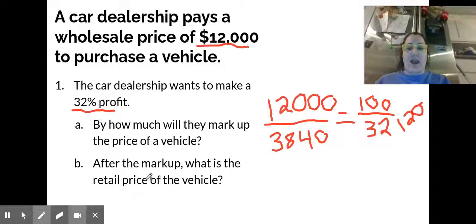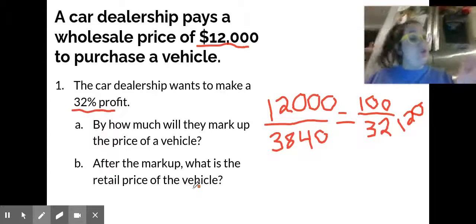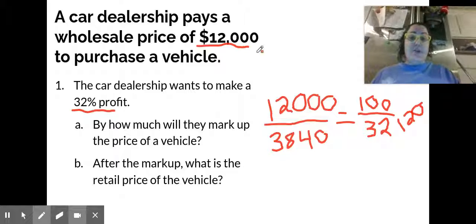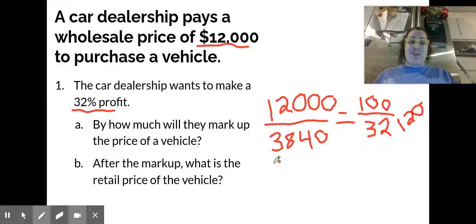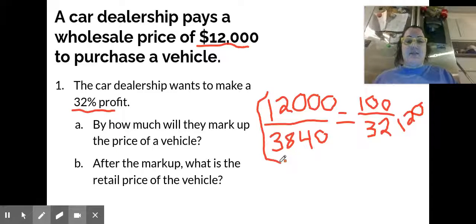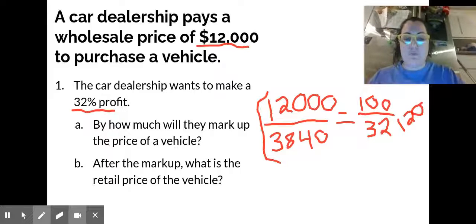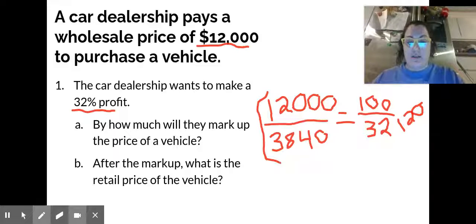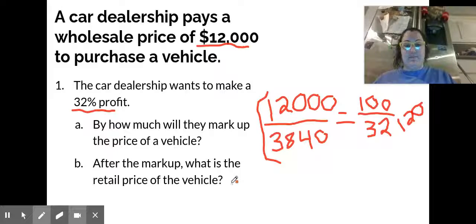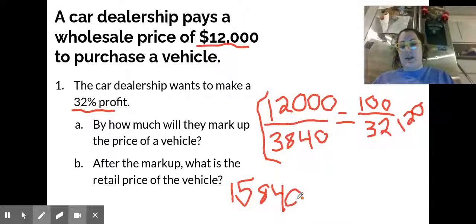So after the markup, I want to know what's the retail price. Like, what are you, the customer, going to pay? Okay, so $12,000 is what they bought it for. $3,840 is what they're going to mark it up by. So to find the retail price, we're just going to add these two together. Remember, our markup is an increase, so we're going to add it together. So 12,000 plus 3,840 is $15,840. So that's how much it's going to say on the vehicle, $15,840.